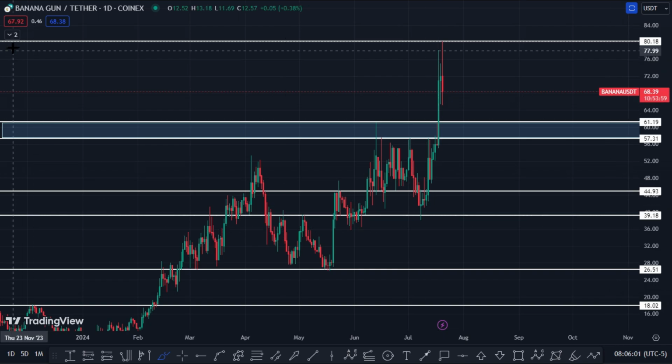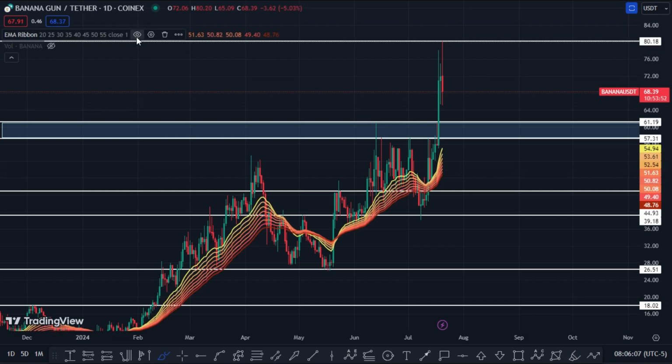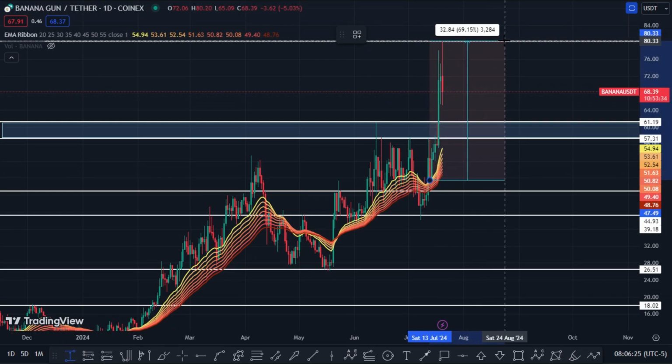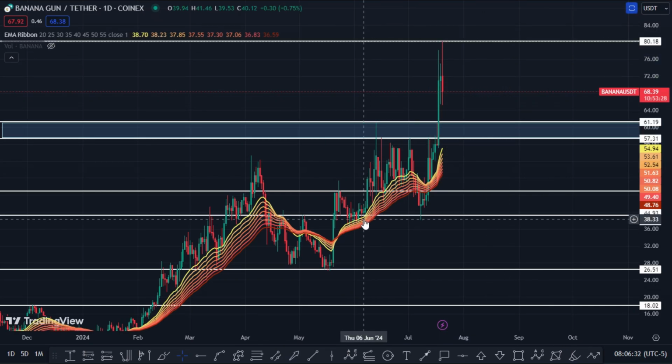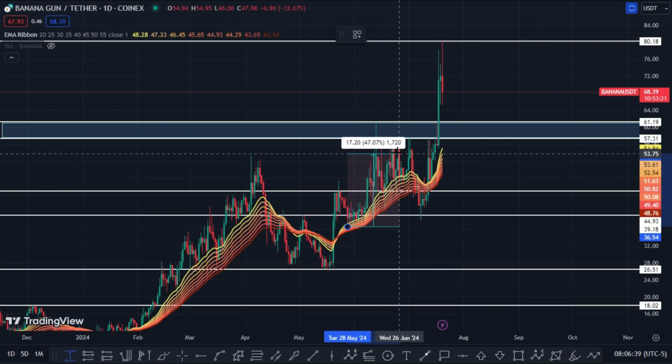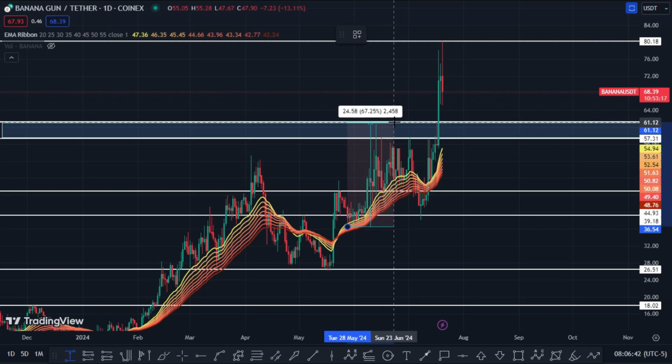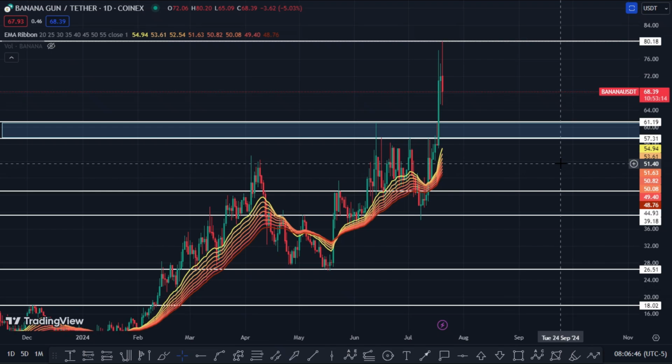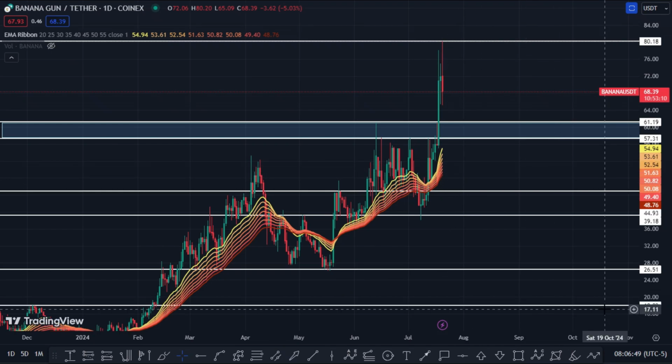Let me show you some indicators, and after that I will definitely show you my price target for the bull run for day trading. First of all, we have to recognize the trend. Trend is bullish. Look at this EMA ribbon. Here you can see price broke this EMA ribbon, and after that we saw a 69% upside move, which is quite good. And here you can see again price candles broke this EMA ribbon and we saw about a 67% upside move. That is why it is a perfect indicator for trend recognition.